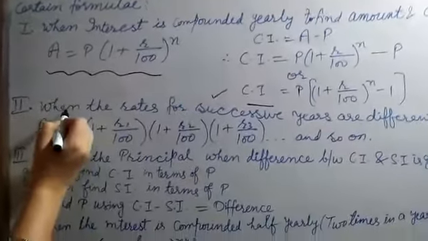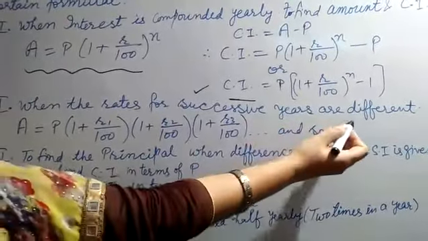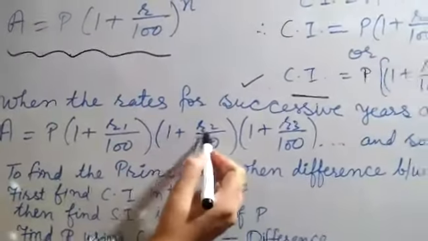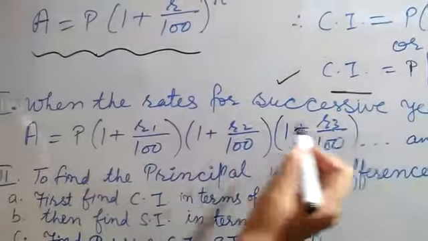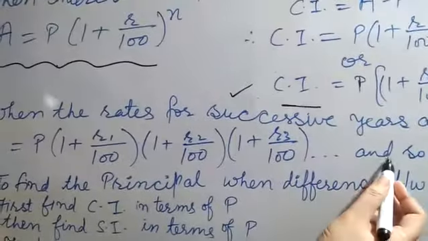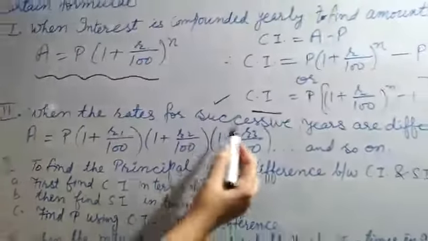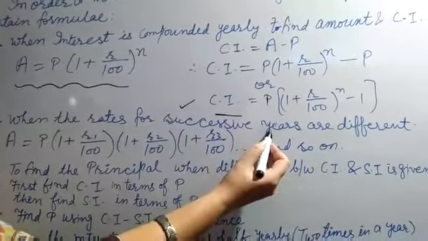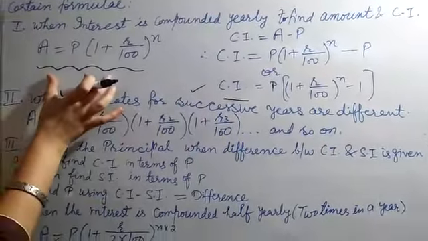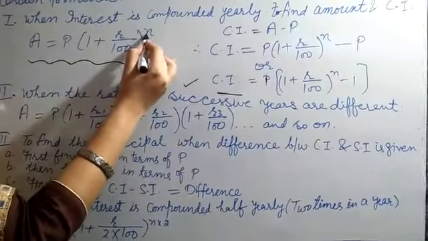In our next formula, we have the type when rates for successive years are different. It means the first year rate is something, in the next year the rate is not the same, it will be different, and the next year again the rate is different, and so on. Whatever number of years are given, every year the rate is changing. It is changing for successive years, means every year the rate will be different. What we have to do, see here the rate is the same, so what we write here, the same thing for n, means number of years.